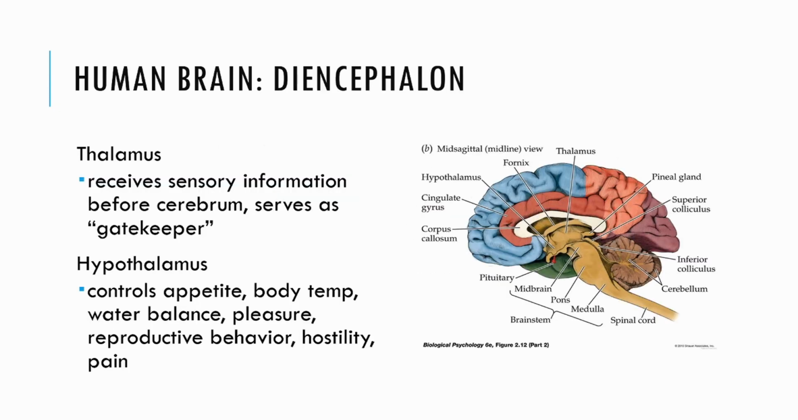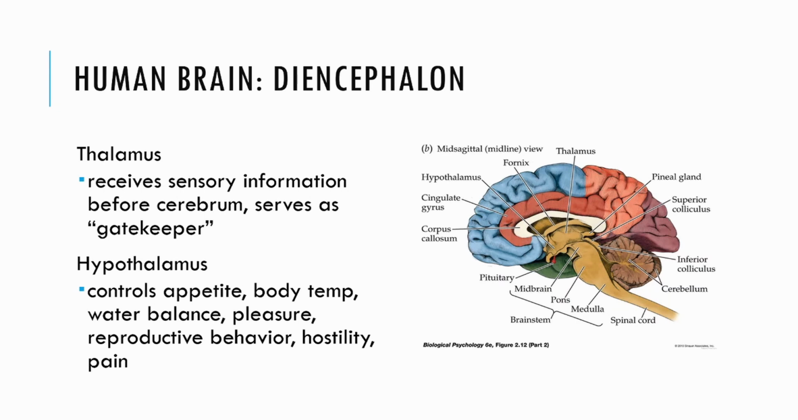The diencephalon is mainly composed of 2 pieces, the thalamus and the hypothalamus. The thalamus is going to take sensory information in before it gets to the cerebrum, and it's going to serve as a gatekeeper. So we can portion off the sensory information to the right sections of the brain so that we don't send visual information to the frontal lobe if it's not supposed to go there.